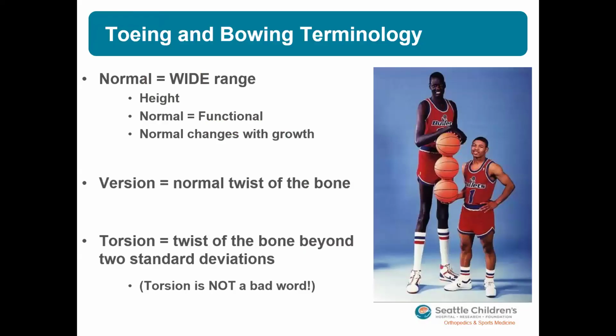Towing and bowing terminology. Normal equals a wide range. So is it functional? That's our biggest concern on the pediatric orthopedic side. Version is technically a normal twist. Torsion is beyond 2 standard deviations. We often use them interchangeably.